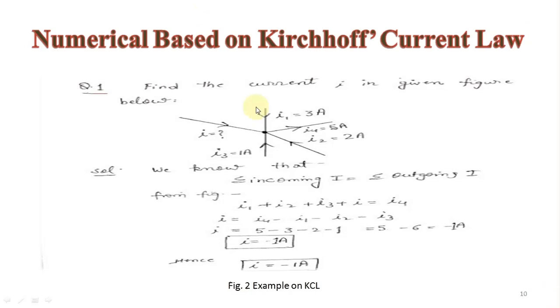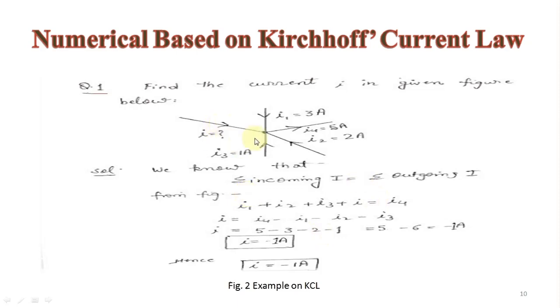So as you see in the figure, we have a number of branches, and in these branches we have incoming current and outgoing current. The incoming current we mark with a positive sign and the outgoing current we mark with a negative sign. According to this assumption of Kirchhoff's current law, we find the value of current I.